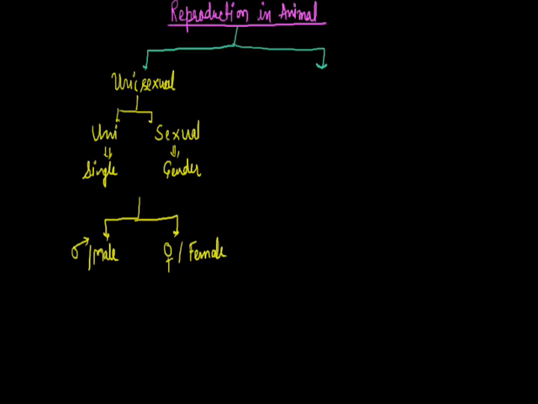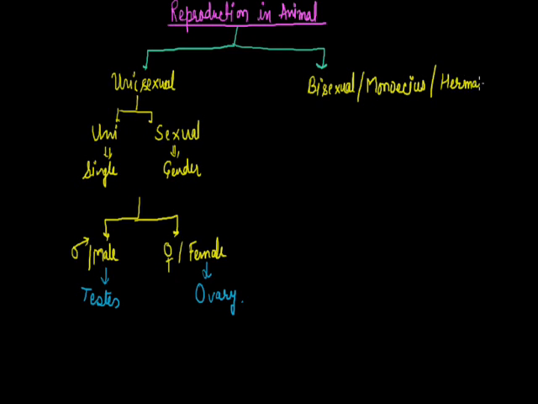So as the reproductive organ, if testes are found, then the organism is considered male. Otherwise, it's female, where the reproductive organ is the ovary. And if both the sexes are found in the same organism, then this organism is known as a bisexual organism. It's also known as monoecious or hermaphrodite. There are three terms, bisexual, monoecious and hermaphrodite, but the meaning of all these three is the same.